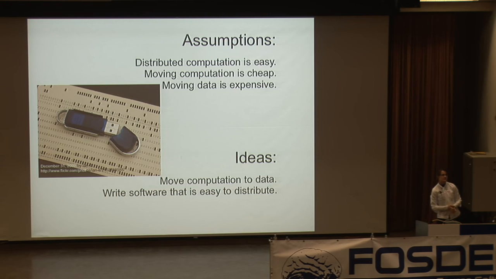Second assumption is that you have so much data that it's pretty expensive to move the data from where it's stored to where it should be processed. So the idea is to turn the whole model around and move the computation to where the data is and keep the computation local to data.